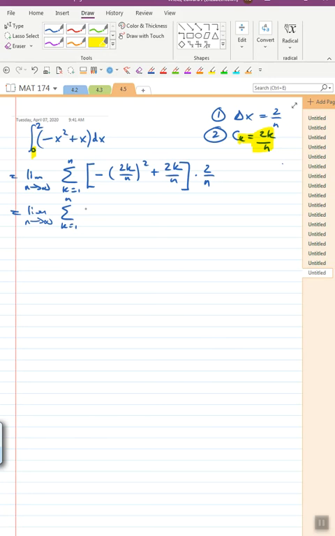In fact, this one's easy enough that we could probably do it in our head. I know this part's going to be negative 4k squared over n squared. And again, since the numbers are so easy here, I think I'm just going to combine those two and say that that's negative 8k squared over n cubed. And when I do these two, it's going to be 4k over n squared.